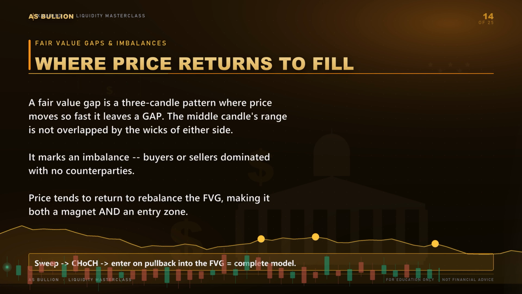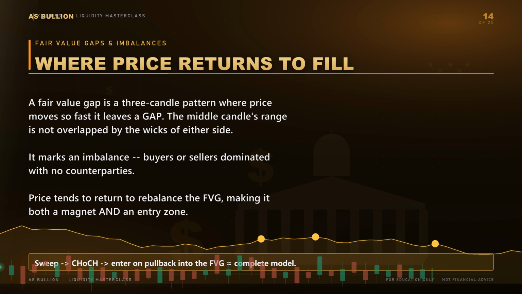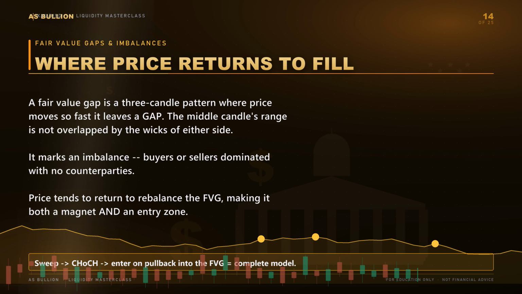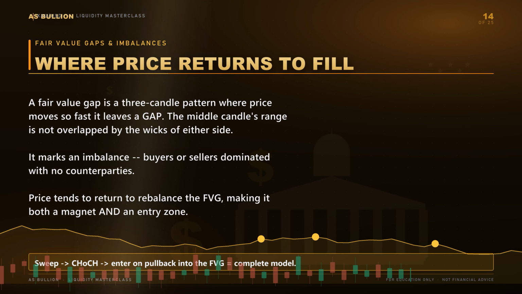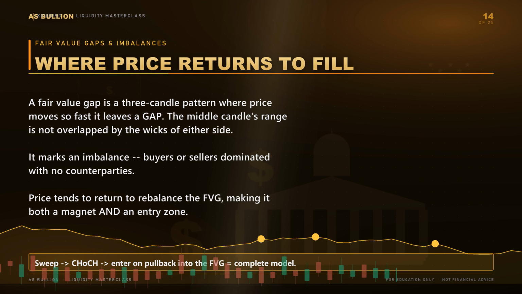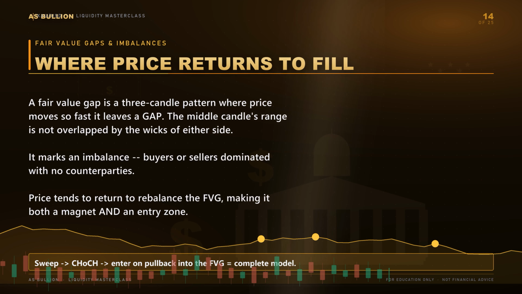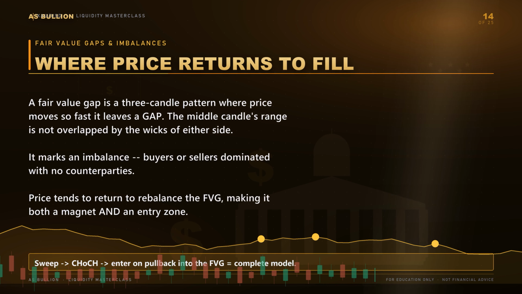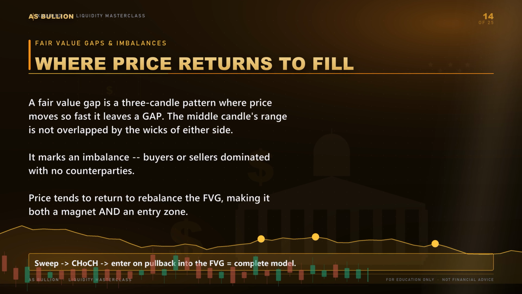Order blocks. An order block is the last opposing candle before a strong, structure-breaking move. It is the footprint of institutional orders. A bullish order block is the last down candle before a sharp rally. A bearish order block is the last up candle before a sharp drop. Price often returns to mitigate the order block, offering a high probability entry in the trend's direction.